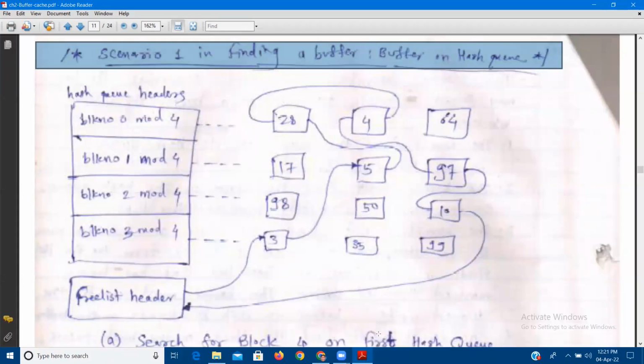Got it? And further, why is it called a hash queue? Because it is taking the help of a hash function. Okay, so you are well familiar with hashing. In data structures you have discussed the concept of hashing. So based upon that hashing concept, the hash function concept is there. Over here, the sample hash function we have used is block number mod 4.